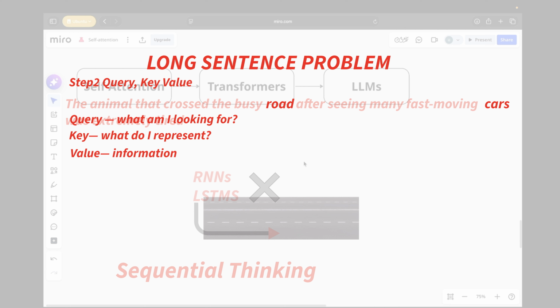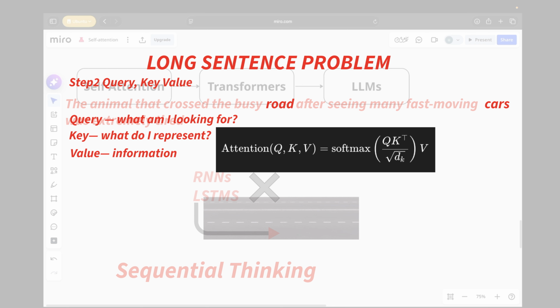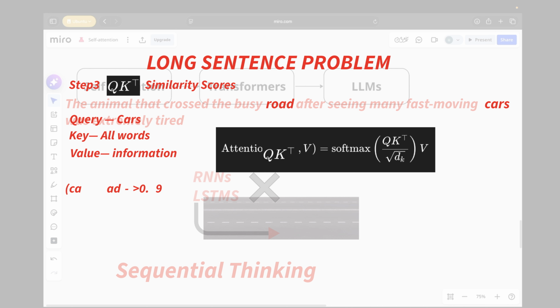Let's now look at the self-attention formula that you see here. This single equation explains how self-attention works. Let's apply it to our sentence. The QK^T that you see here is the similarity scores. The query of cars is compared with the key of all words. Because road and cars are semantically related, the vectors align well. This produces a high similarity score. Higher dot product is equal to stronger association.